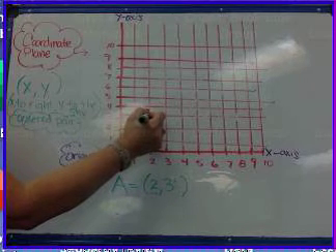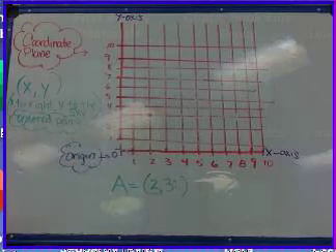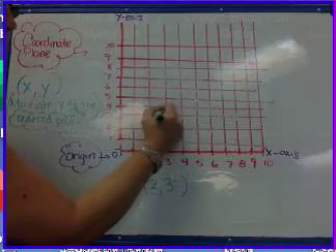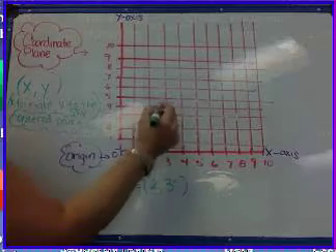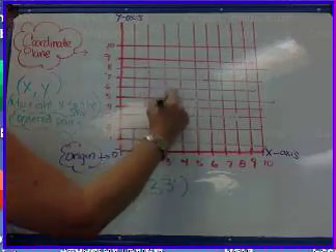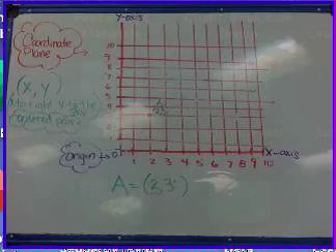It's almost like playing Battleship. Okay? If you've ever played Battleship, this is how you play Battleship. They give you coordinate pairs, and you have to figure out if your ship is there. So this coordinate pair is 2, 3, also known as A. That is my label for A, 2, 3.